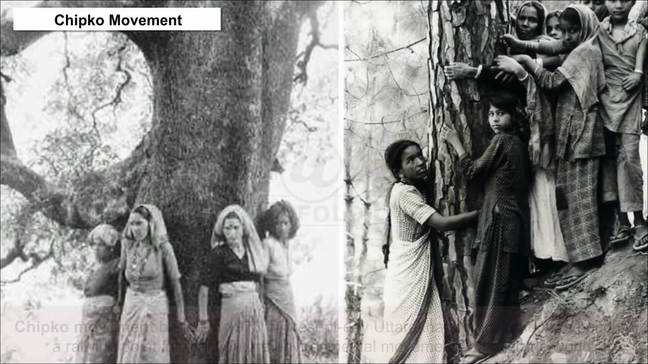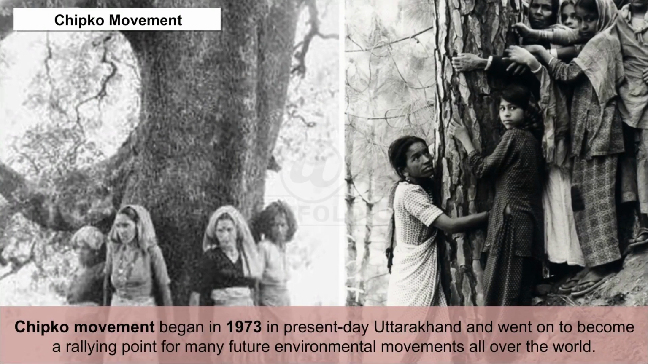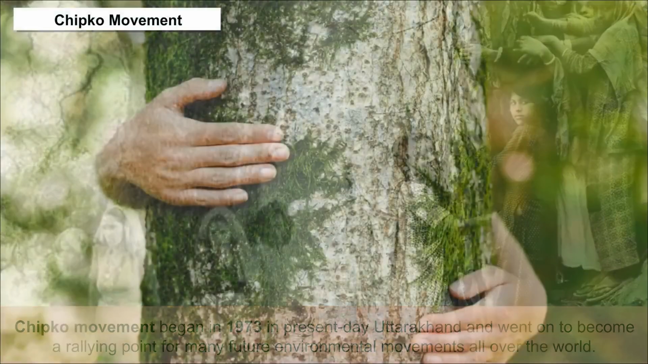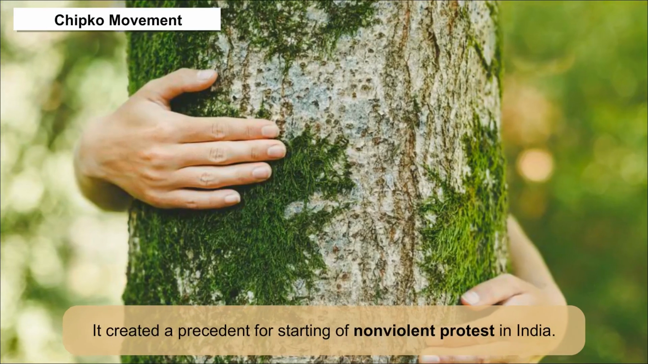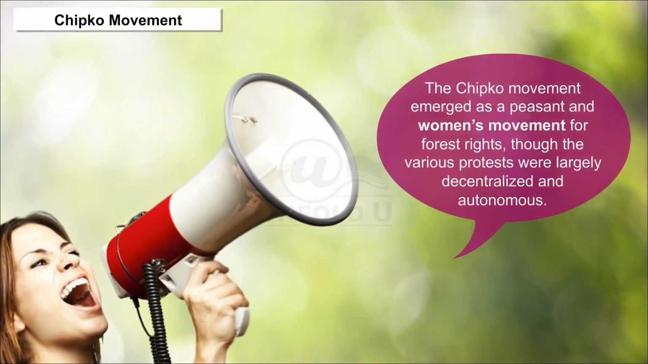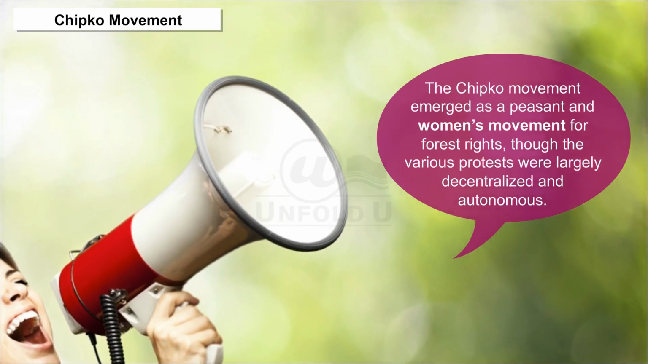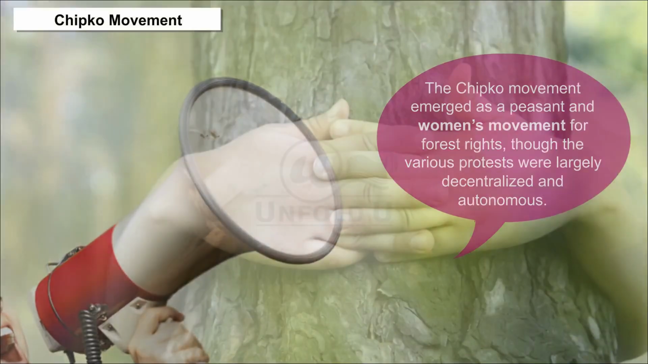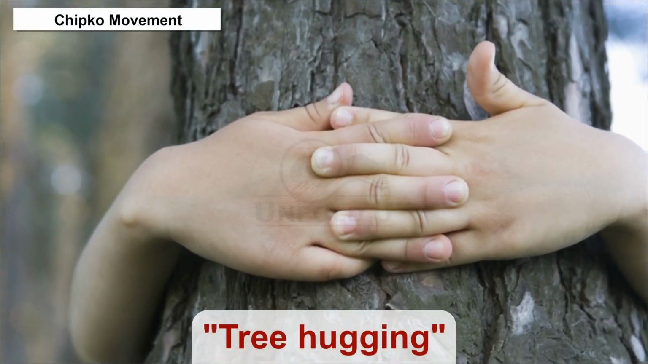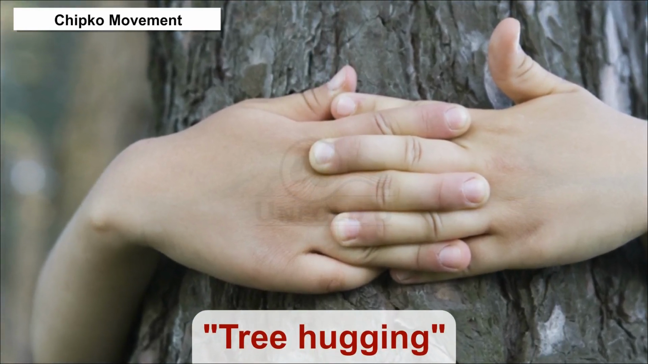Chipko movement. The Chipko movement began in 1973 in present-day Uttarakhand and went on to become a rallying point for many future environmental movements all over the world. It created a precedent for non-violent protest in India. The Chipko movement emerged as a peasant and women's movement for forest rights, though the various protests were largely decentralized and autonomous. In addition to the characteristic tree hugging, Chipko protesters utilized a number of other techniques grounded in Mahatma Gandhi's concept of satyagraha, non-violent resistance.